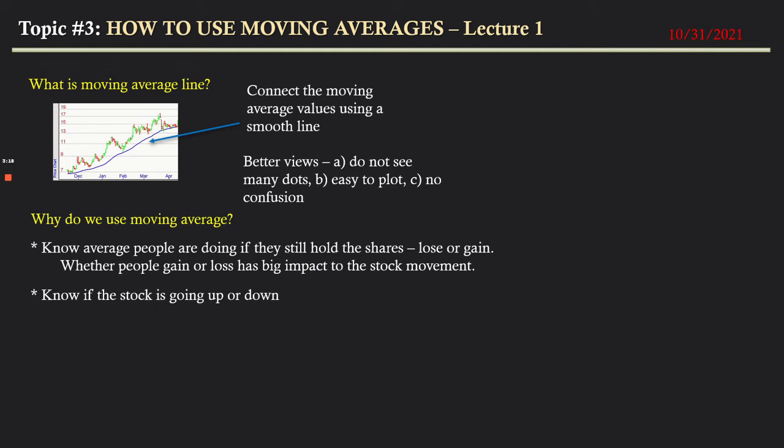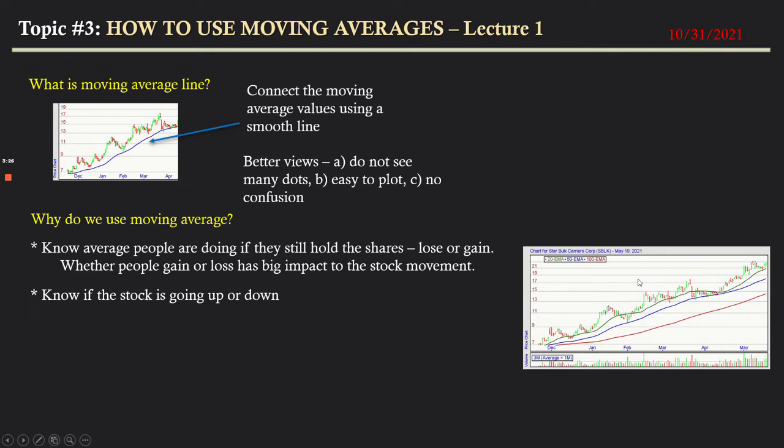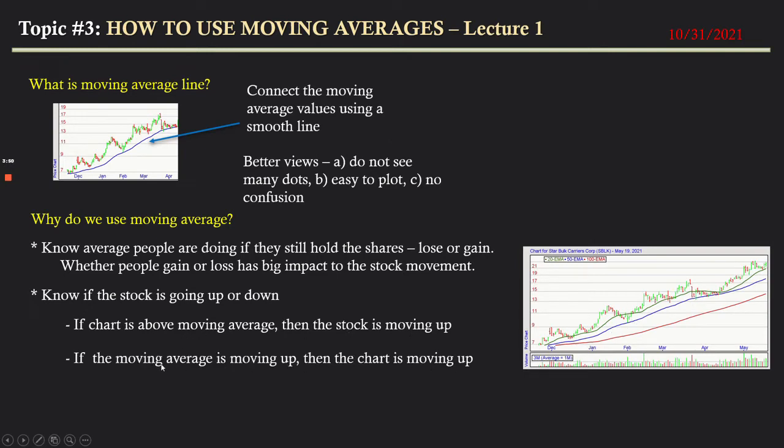The other advantage is that when you look at the moving average line, you can see if the stock is going up or down. Look at this chart. We have 3 moving average lines: 20, 50, 100. Here we know if a moving average is going up, the stock is going up, and when the moving average is moving up, the chart is above the moving average.